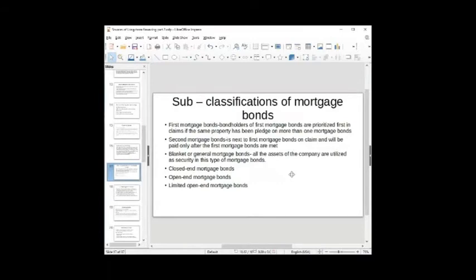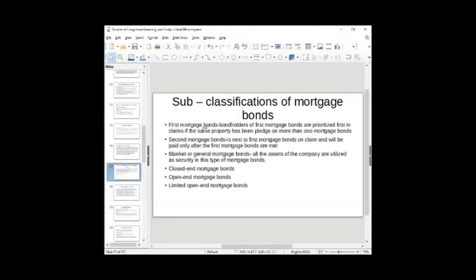And another, under this subclassification of mortgage bonds, we have the first mortgage bond, the second mortgage bond, the closed-end mortgage bond, the blanket or general mortgage bond, the open-end mortgage bond, and the limited open-end mortgage bond. Now let's discuss the regular. The regular is the first mortgage bond.